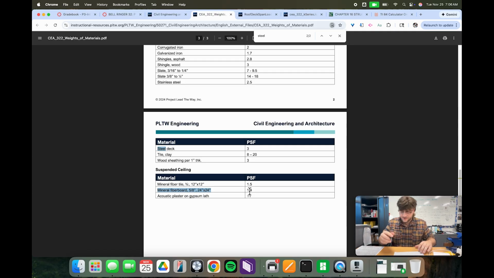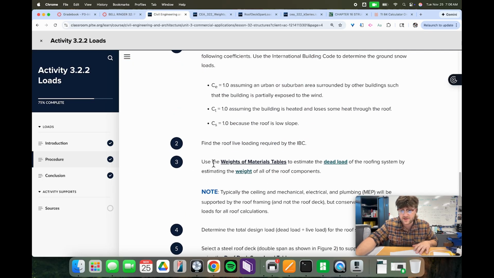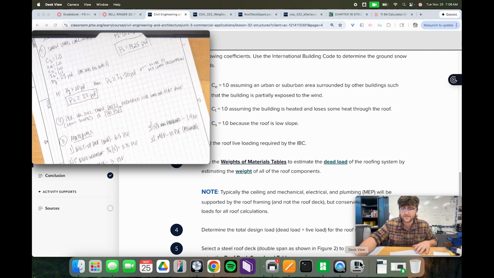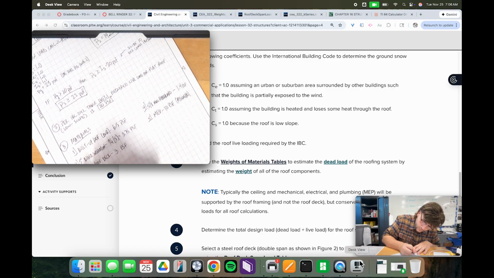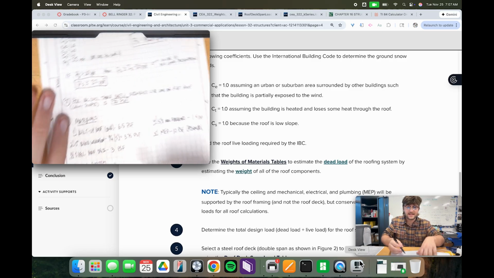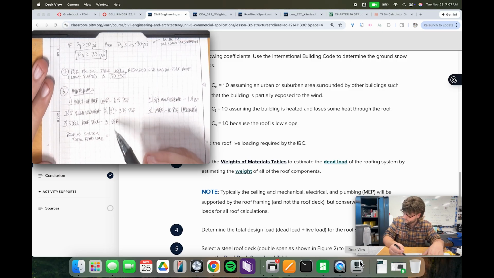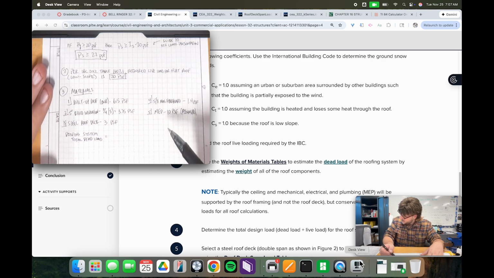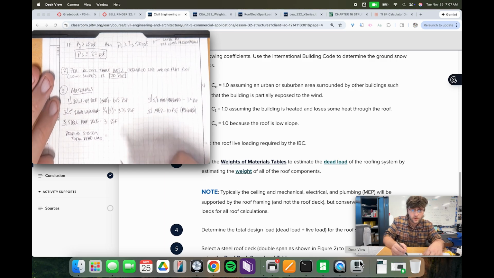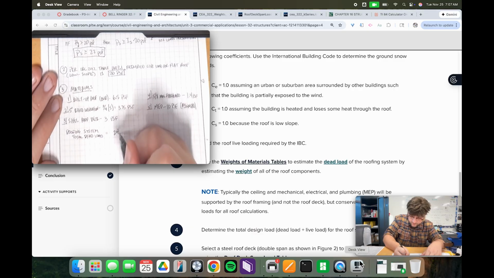And so now in terms of that total here, this is question number 3. In terms of the total dead load of the roofing system, I'm going to write roofing system total dead load. That's going to be that 6.5, basically the sum of all these, right? 6.5 plus 3.75 plus 3 plus 1.4 plus 10. What we end up with is 24.65. So this is approximately 24.65 PSF.